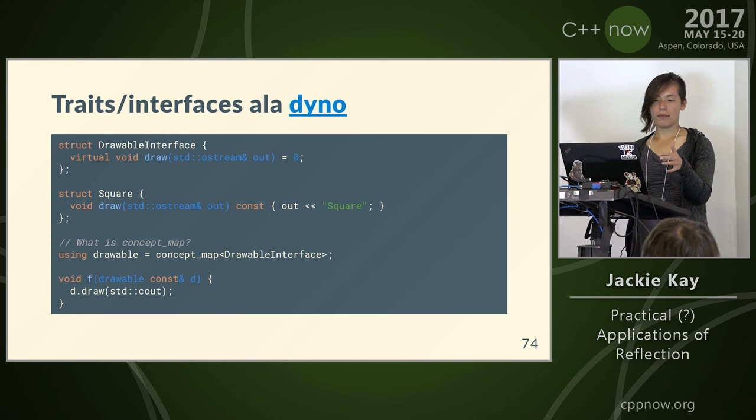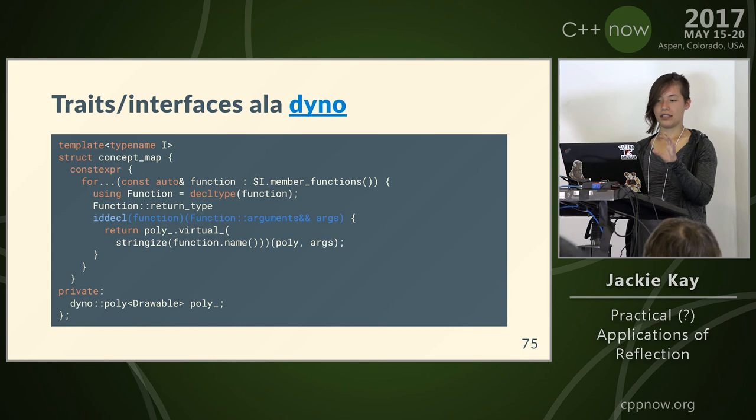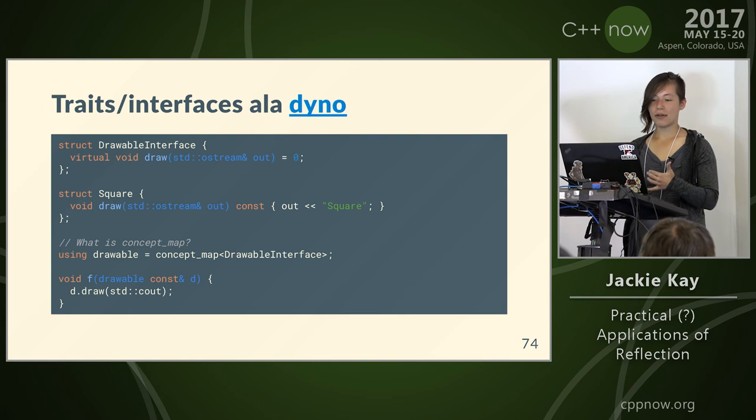I'm not going to totally explain it, but we can take a little bit of boilerplate out of this by saying, define the interface, then define this concept map template, and in that, we do this iddecl thing where we delegate to the underlying polymorphic storage instead of in the library as it is right now. You have to define drawable essentially twice and define the signature twice.